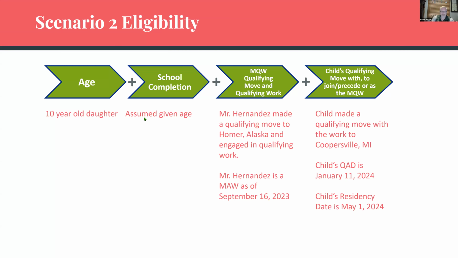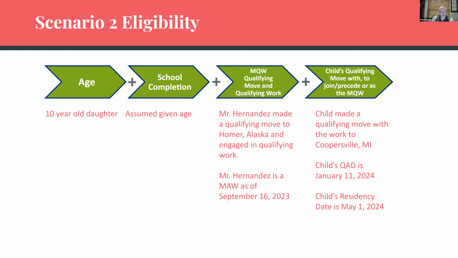Again, with school completion, given the young age, we assume they don't have a high school diploma or GED. The father made a qualifying move to Homer, Alaska, and engaged in qualifying work. We called it temporary fishing work. We wrote it to kind of imply that the work could go year round. So he was considered a migratory agricultural worker as of September 16th.